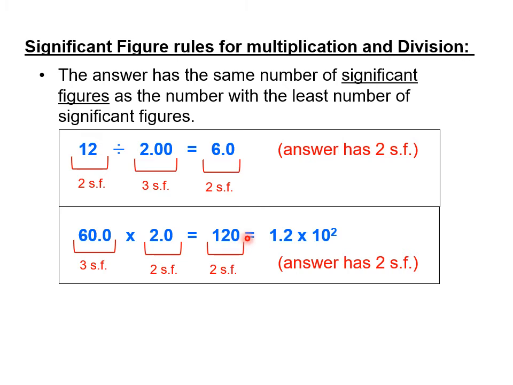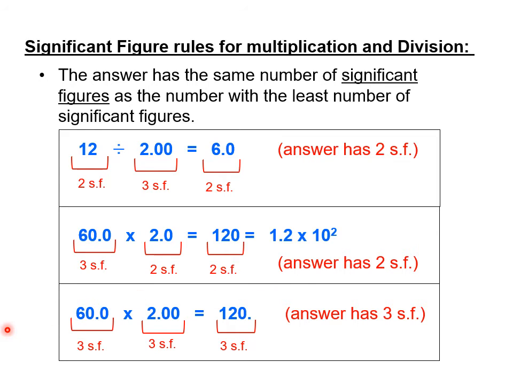Because I don't have a decimal point at the end, this number is assumed to just have two significant figures. So 120 has two significant figures. The zero at the end is just the placeholder. A better way to write this number would be to put it in scientific notation as 1.2 times 10 squared. That'll more clearly indicate that there's only two significant figures in that number.